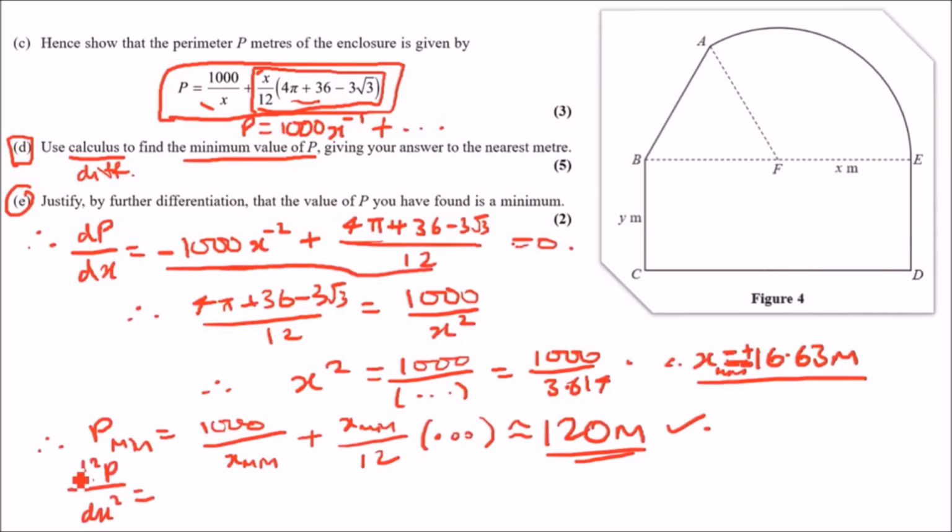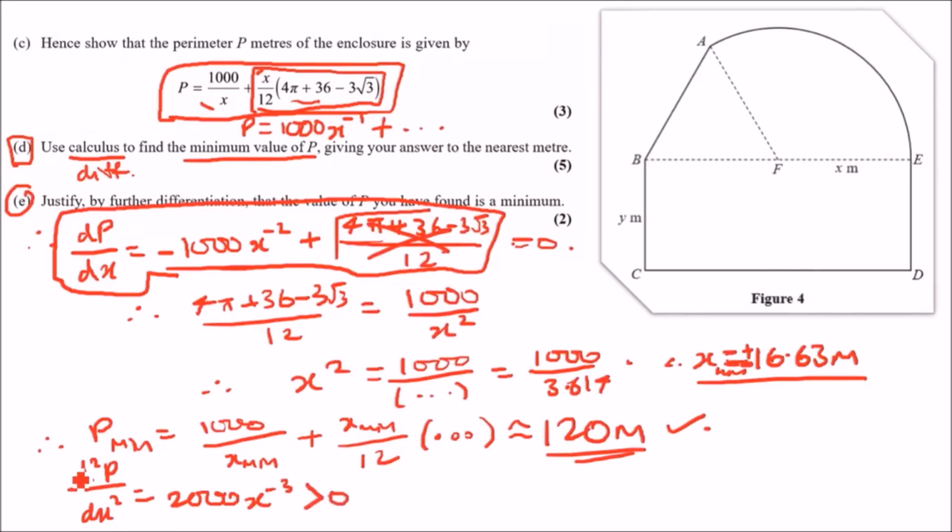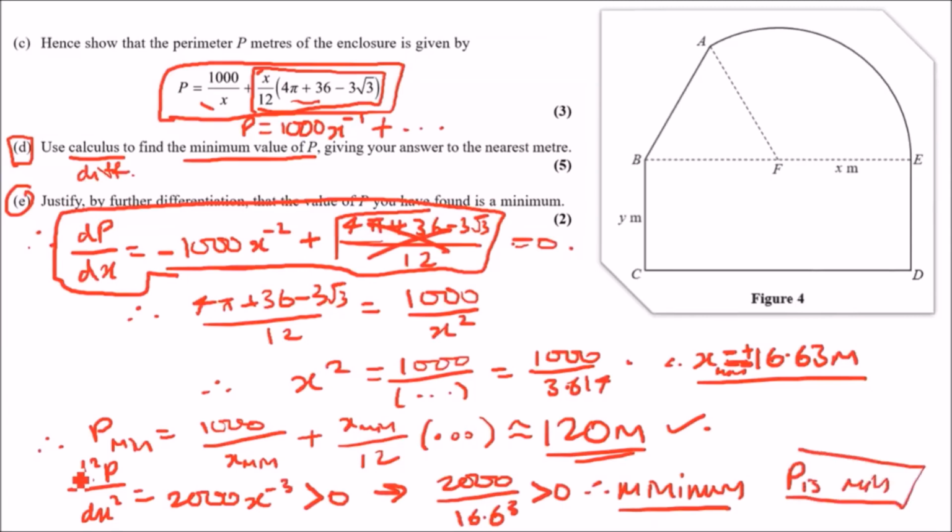So differentiate this original equation here once more, dropping the power down. So we're going to have minus 2 times minus 1000, which is 2000 x to the negative 3, and this whole constant disappears. So we're left with this, and to show this is a minimum it needs to be positive. And yes, if you plug in the 16.63, we're going to basically get 2000 over 16.63 cubed, which obviously with our calculator is positive. Hence, it is a minimum. Hence, the p we use is a minimum value. So p is minimum.